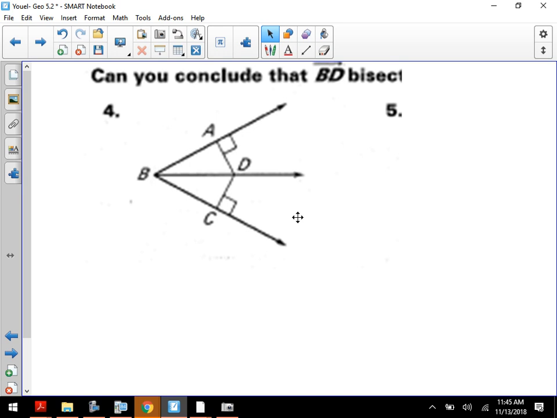What does this one say? What's the only thing given to us in the diagram here? The right angle. Does it say anything about the side lengths? Does it say anything about AD or DC being the same? Does it say that the big angle B has been bisected at all? So is there any way that I can say for certain that this is a bisector? No. There's not enough information here.